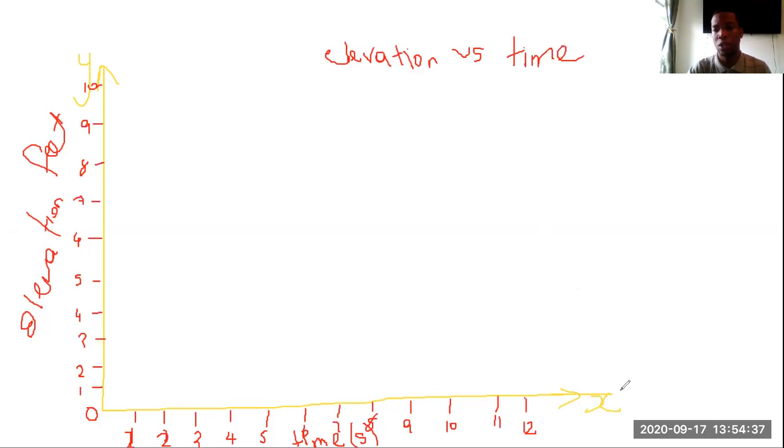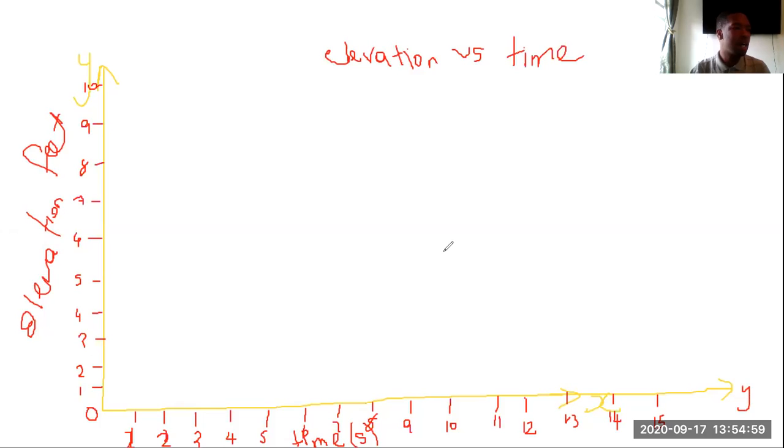I'm going to make this longer. 13, 14, 15. Keep in mind too that I put arrows at the end of my lines because I'm showing that it's a continuous line, that it keeps going.